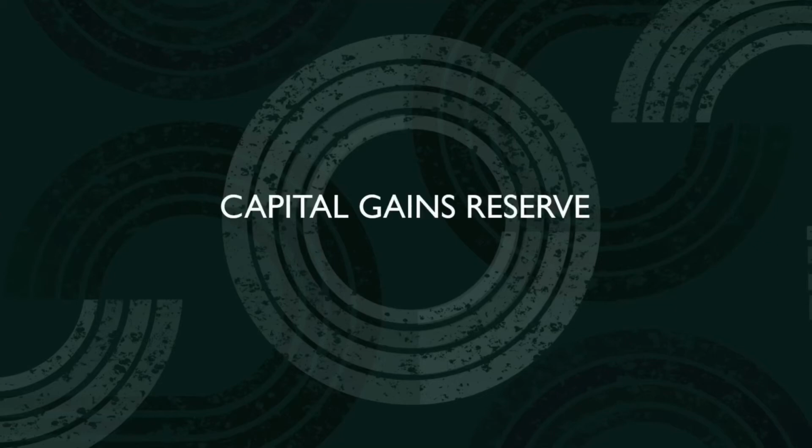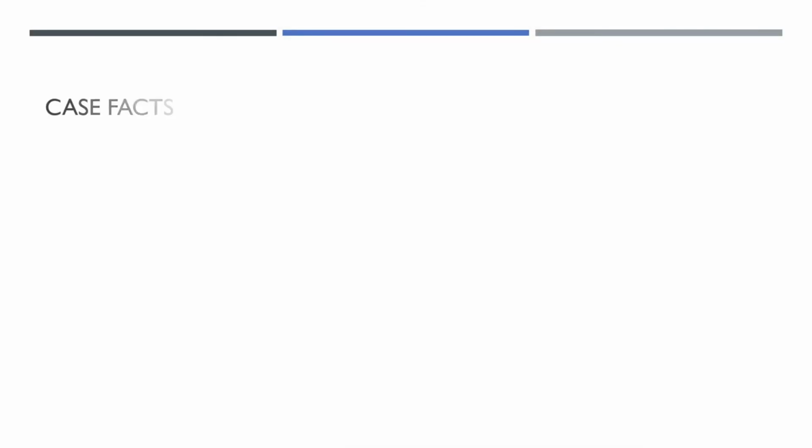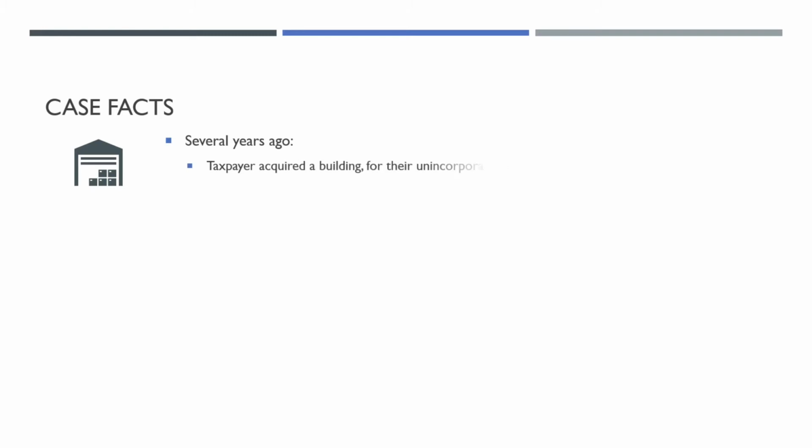In this video, we'll be talking about the capital gains reserve, and we'll look at an example. Let's take a look at the case facts. Several years ago, a taxpayer acquired a building for their unincorporated business for a total of $1.2 million.